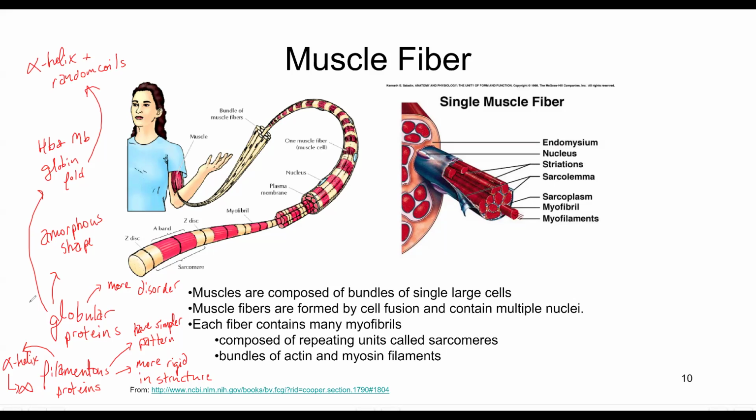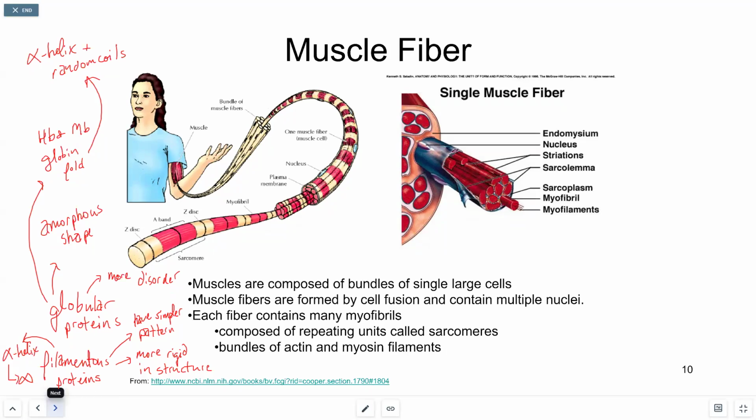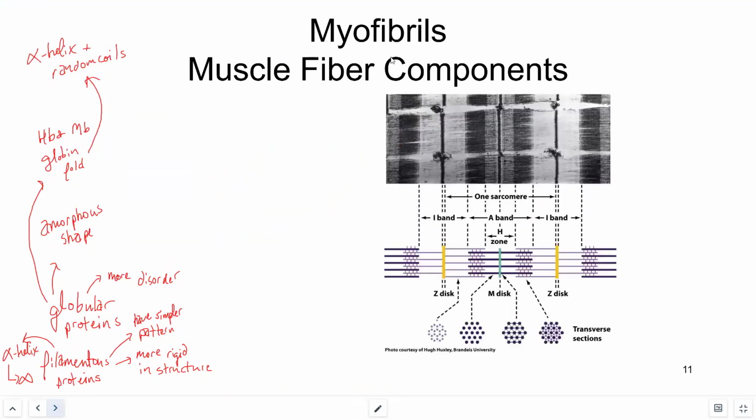In addition to that, what that leads to is something that's more rigid in structure. So your filamentous, also known as your fibrous proteins, are proteins that are going to give structural integrity to a cell, or structural integrity to something like a singular muscle fiber. Now, our myofibrils are muscle fiber components.